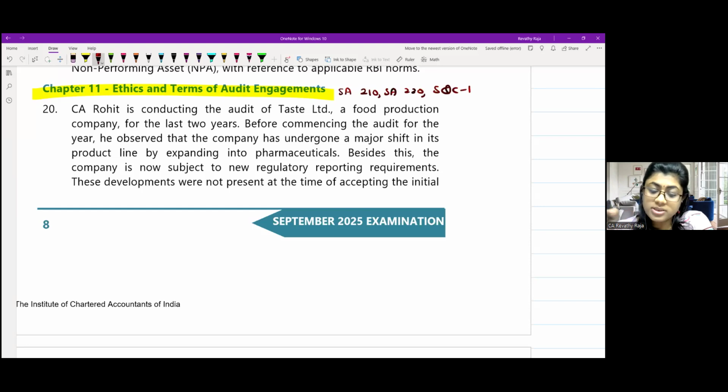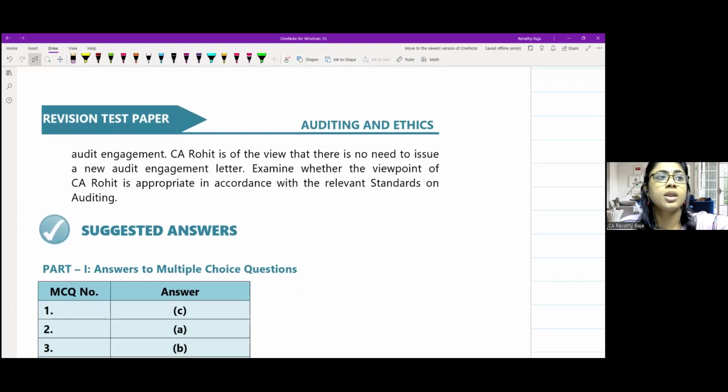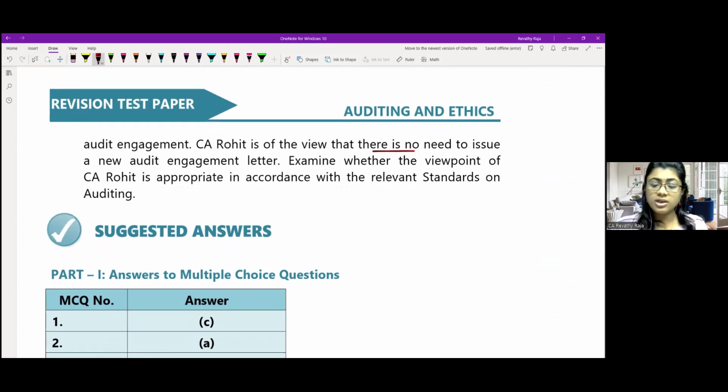CA Rohit is conducting the audit of Taste Limited, food production, for the last 2 years. Before commencing the audit, he observed that the company has undergone a major shift. The company is now subject to new regulatory reporting requirements. These developments were not present at the time of accepting the engagement. Rohit is of the view that there is no need to issue a new engagement letter. Examine whether his viewpoint is correct.